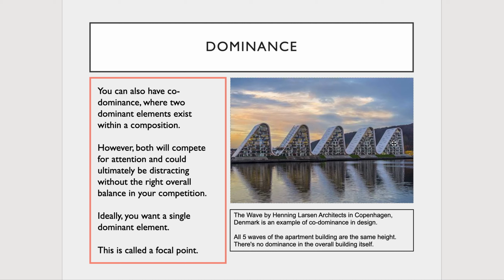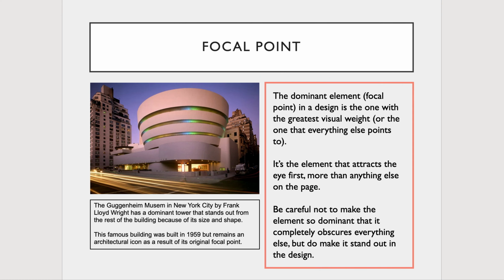Here, all 5 waves are the same height, so there's no dominance. What if just this one was a little bit bigger? Right? So we have the unity of shape, but now it's kind of boring and not very interesting. So what if we just made this one just a little bit bigger, or big enough, 1.5 times bigger? That would create dominance, but it would also maintain our unity and create some variety.